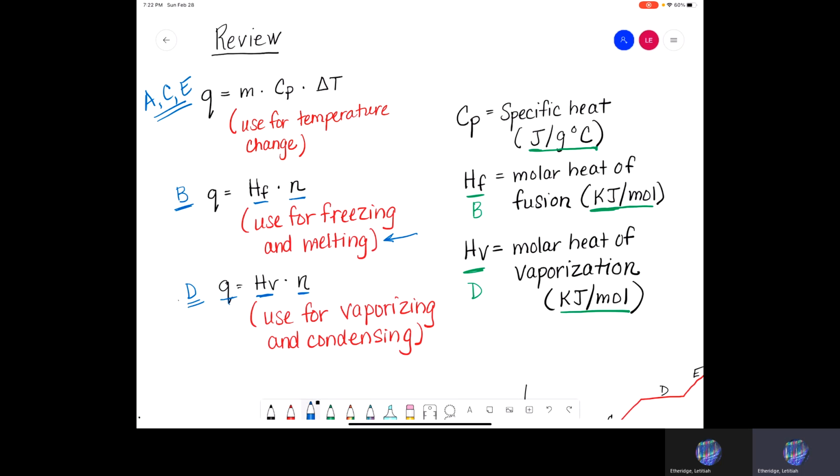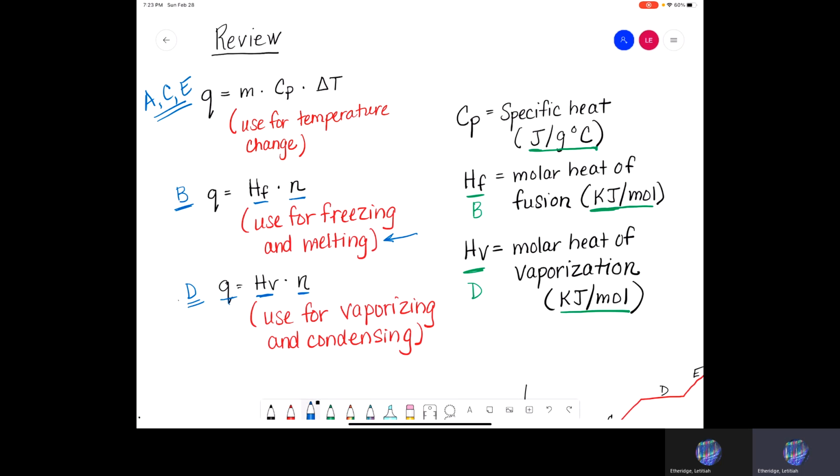For the section which represents freezing or melting, which is section B, you are going to use Q equals the heat of fusion times the number of moles. And then if you take a look, what's at section D is going to be used for vaporizing or condensing. You're going to use Q equals the heat of vaporization times N.